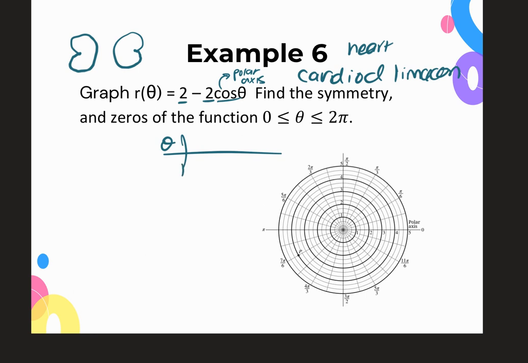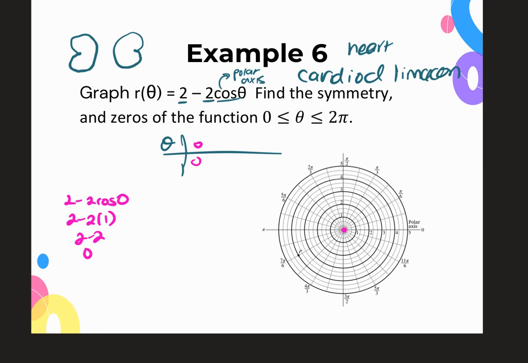So if I grab angles from the top, obviously I'd start with 0. 2 minus 2 cosine 0. Cosine of 0 is 1. 2 minus 2 is 0. And I already found the point of my heart. I just don't know if it should come in on the right side or the left side. And you'll know that literally as soon as you find the next point.